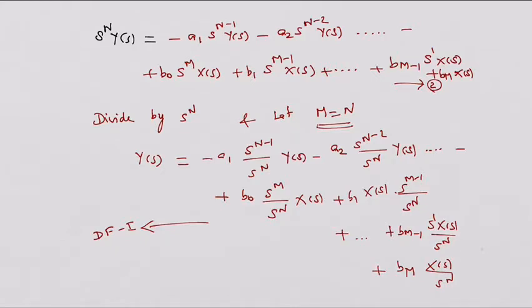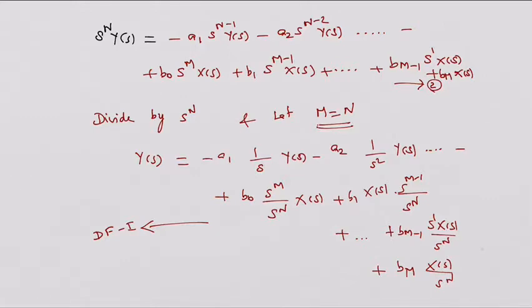You can even reduce this. I'll tell you. S power n minus 1 divided by s power n will become simply s power minus 1. So that can be written as 1 divided by s. Correct? Whereas the next term will become simply s power n minus 2 divided by s power n. S power n will be cancelled, so it is s power minus 2. So it will become 1 divided by s squared. Agreed? 1 divided by s squared. Y of s by s squared.